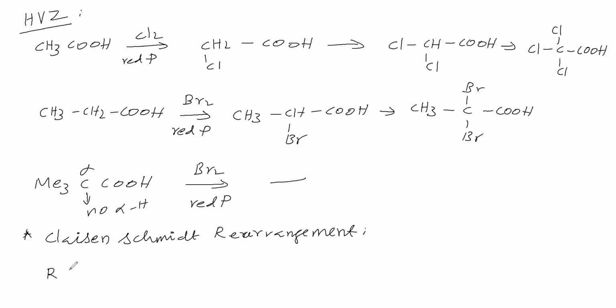Next we will say Claisen-Schmidt rearrangement. In this rearrangement, we will take this carboxylic acid. We will treat it with hydrazoic acid. HN3 is called hydrazoic acid. In the presence of a mineral acid, sulfuric acid. So, what is the product possible here? That we will see.